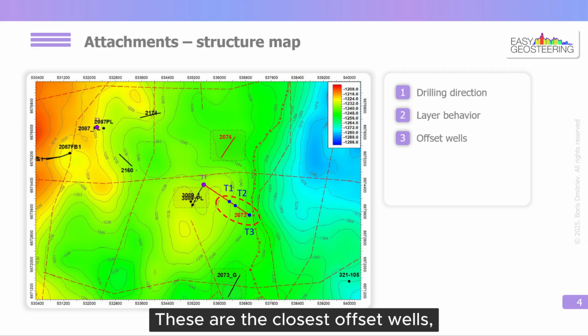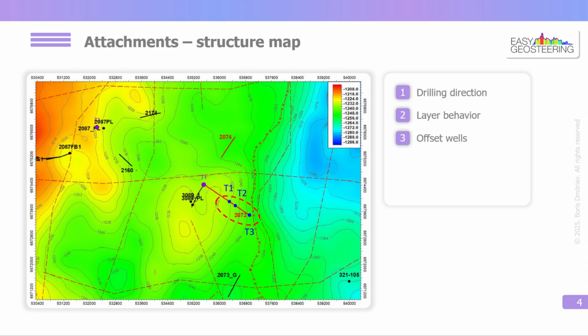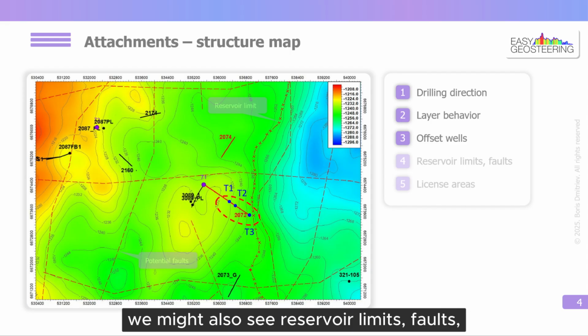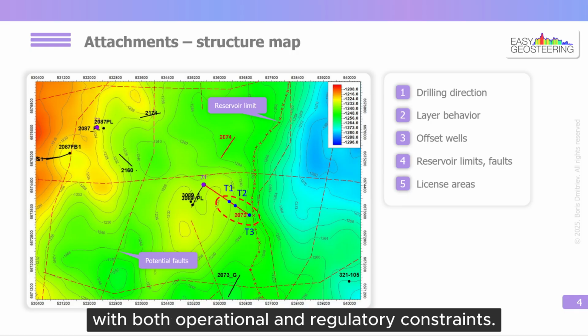These are the closest offset wells and we should include them in our geosteering model. And finally, on the structure map, we might also see reservoir limits, faults, and license areas designated for a specific customer. These elements are important to ensure compliance with both operational and regulatory constraints.